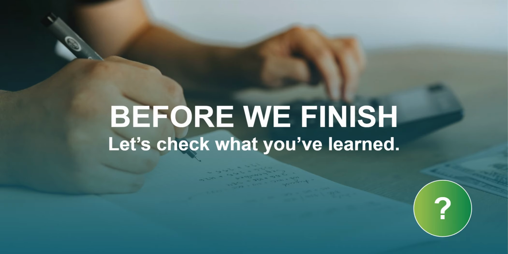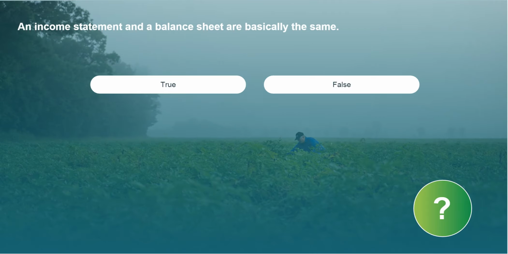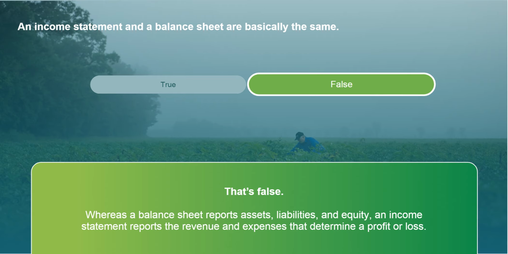Now that we've discussed the components of an income statement and how to use it, let's do a quick review. An income statement and a balance sheet are basically the same. That's false. Whereas a balance sheet reports assets, liabilities, and equity, an income statement reports the revenue and expenses that determine a profit or loss.